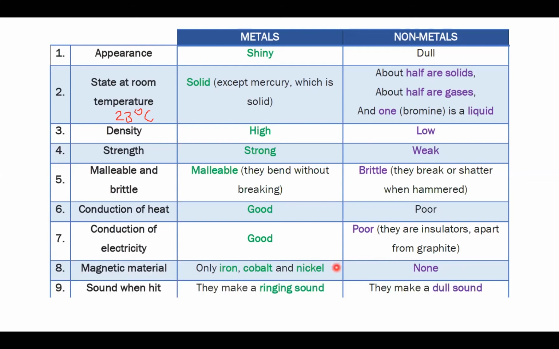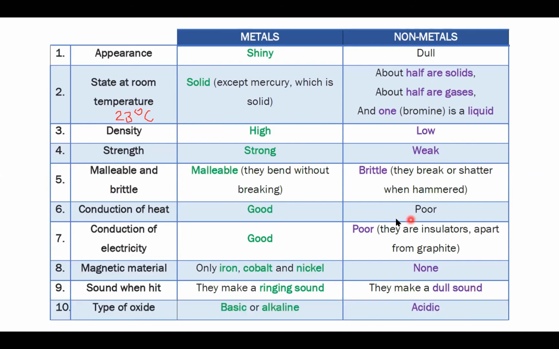When it comes to sound, if you hit metal, the metal will make a ringing sound. But if you hit non-metals, the non-metals will make a dull sound. And lastly, the types of oxide that they will form. Metals will form basic or alkaline oxides, while non-metals form acidic oxides.